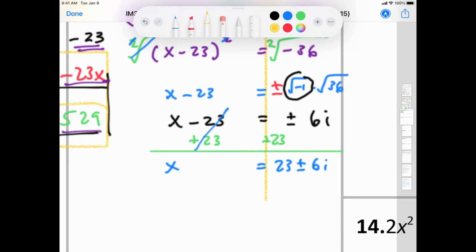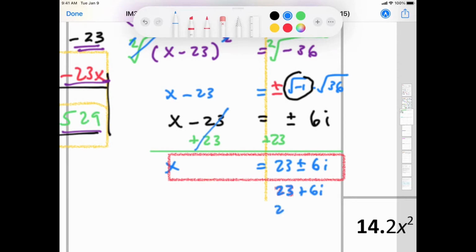Now, that looks really funny, doesn't it? But that is called a complex solution. You have the real and the imaginary there. Remember, if you ever wanted to split it, you can do something like 23 plus 6i, that's one solution, and 23 minus 6i is the other solution.